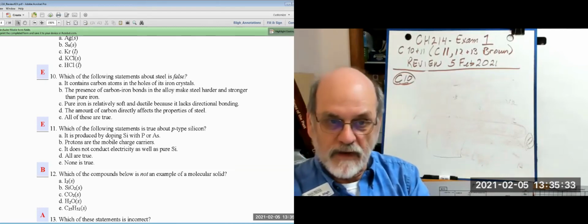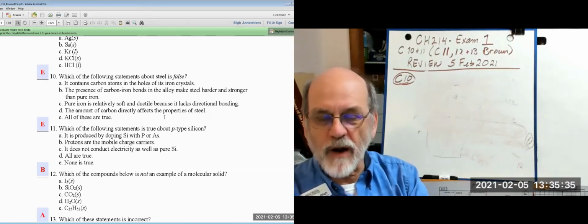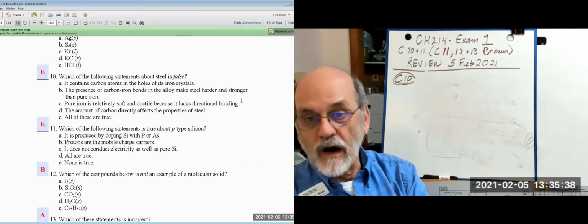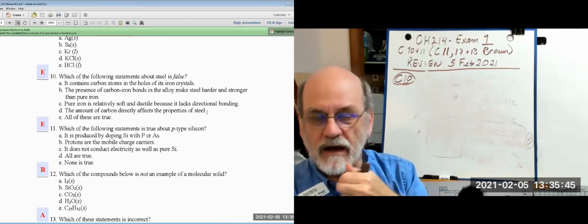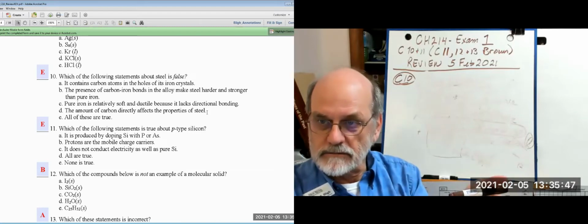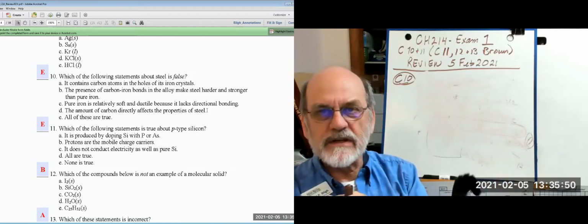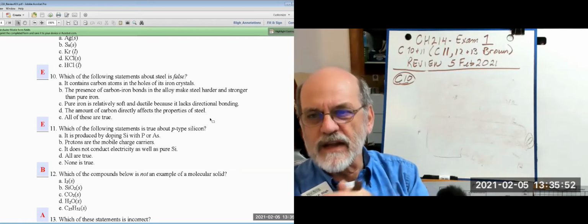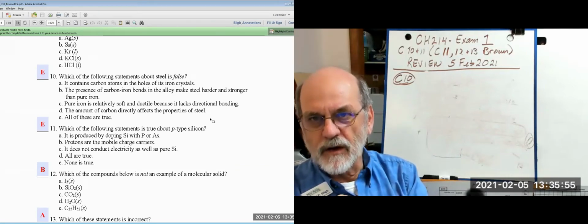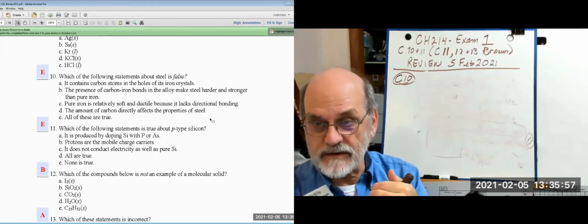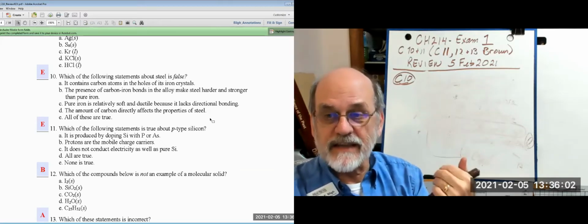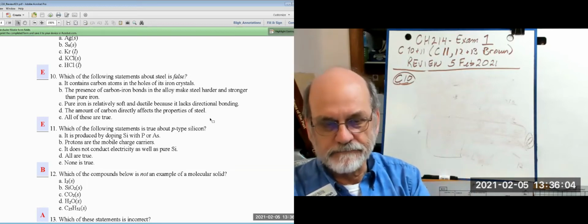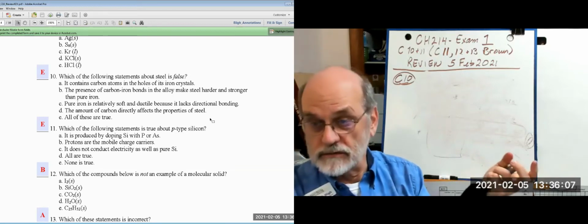So C is true. The amount of carbon directly affects the properties of steel. Oh, how true that is. There are different types of steel. High carbon steel, low carbon steel. High carbon steel is anything that's in the neighborhood of 0.5% or less, and low carbon steel is going to be down in the neighborhood of less than 0.1%. So all of them are true.